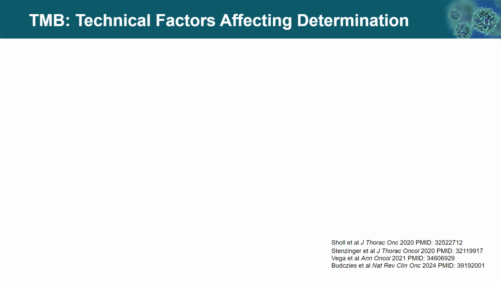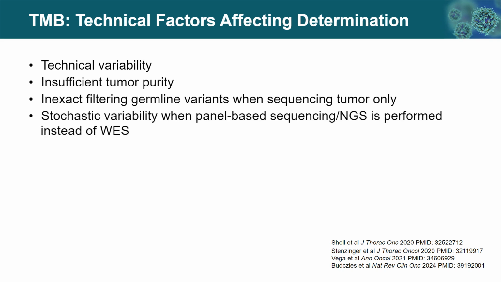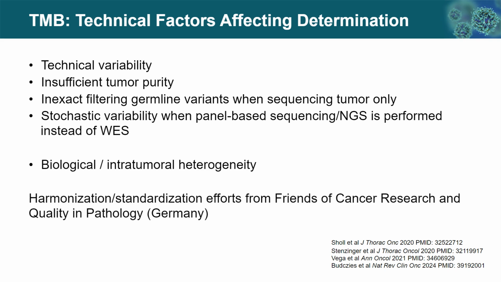Specifically on the technical factors affecting TMB determination, technical variability, insufficient tumor purity, inexact filtering of germline variants, stochastic variability in smaller panels, and biological intratumoral heterogeneity can all affect the accuracy of the TMB determination. There have been recent harmonization and standardization efforts to address these issues.